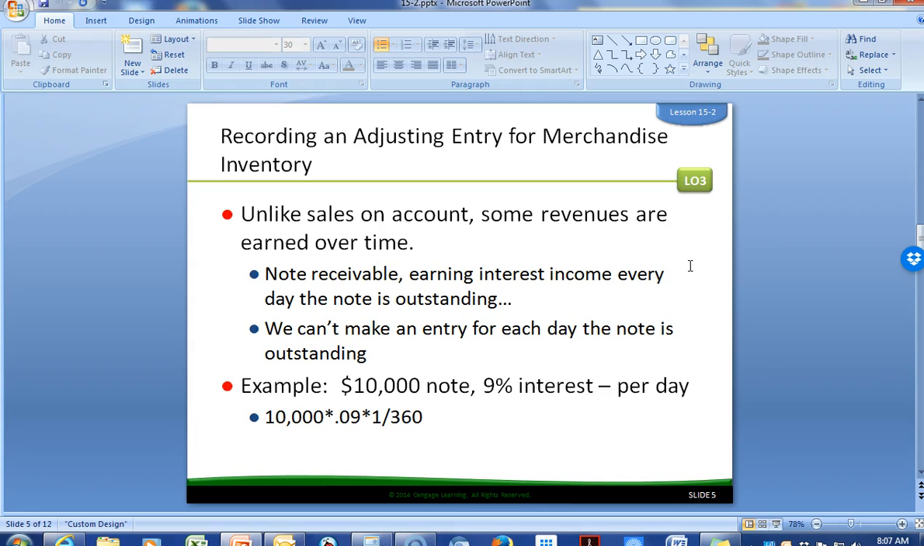So what we do is, this is an example, if we had a $10,000 note at 9% interest, per day, right here, the 1/360 is your per day. So for instance, if the note was outstanding for 20 days, you would replace this 1 with a 20. Your $10,000 times your interest rate times the amount of days that it was outstanding. So let's do an example.